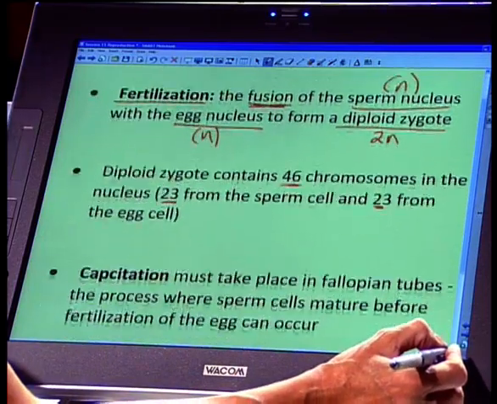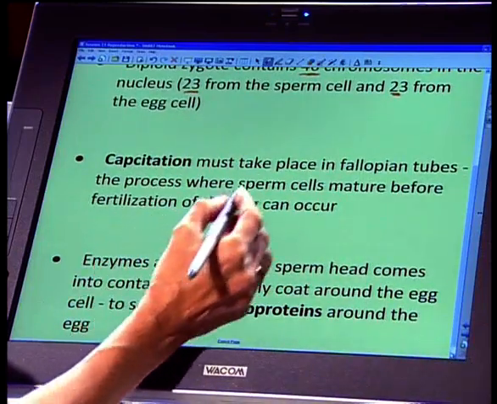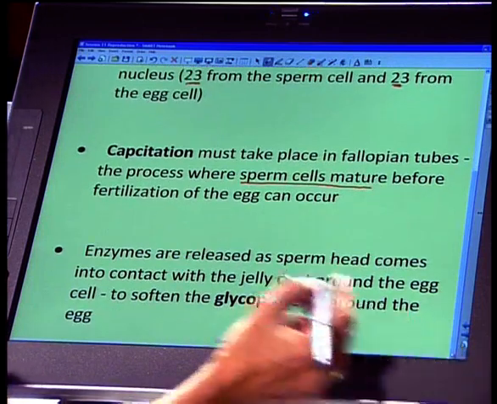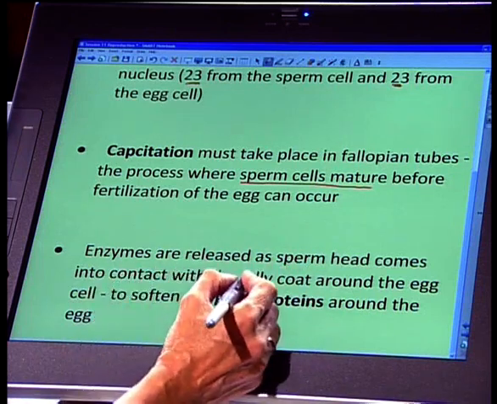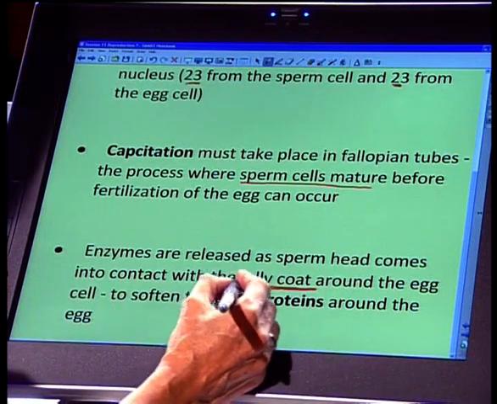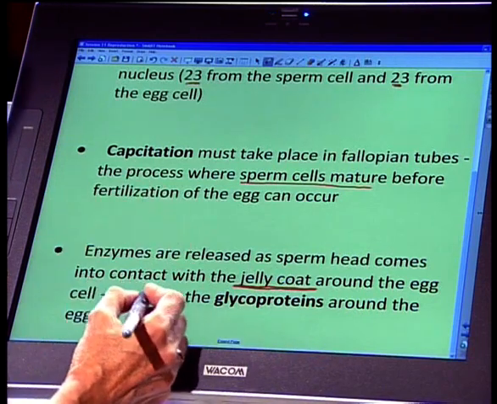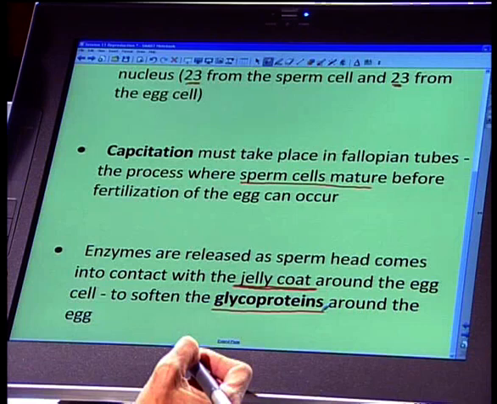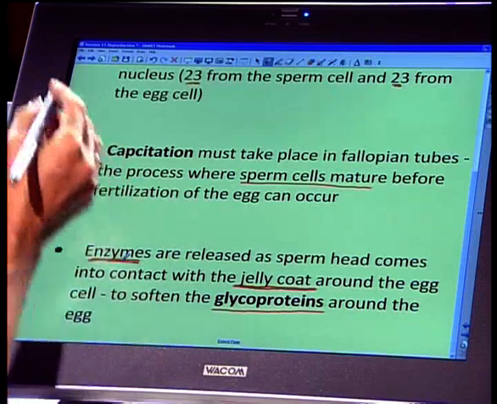Now, if we look here, capacitation has to take place in the fallopian tubes, and this is where the sperm cells mature. Once they have matured, the enzymes are released as the sperm head comes into contact with the jelly coat around the egg. Now, there's a nice soft little jelly coat to protect that little egg cell. And what happens is it's going to start softening the glycoproteins around the egg cell. So it's the enzymes that the little sperm cell releases.